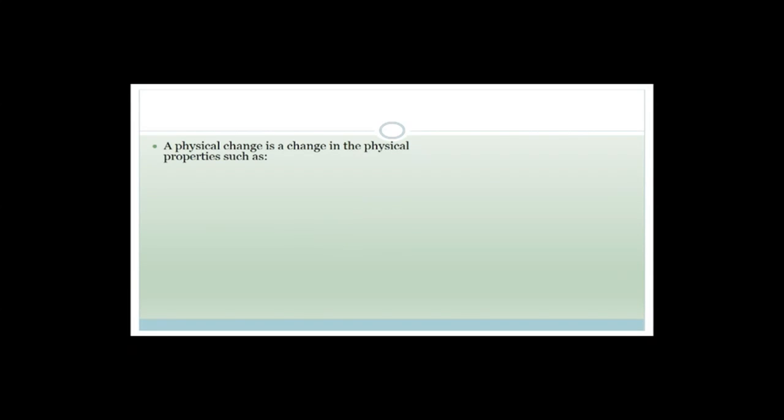Physical change is a change in the physical properties such as, and we're going to talk about them all, but let's just list them. There's volume, density, temperature, boiling point and conductivity. These are just typical examples of physical changes. So what they're saying is that if you can see a change in the physical property of a substance, then it has undergone a physical change, whereas it can undergo a chemical change by changing the actual molecular structure.